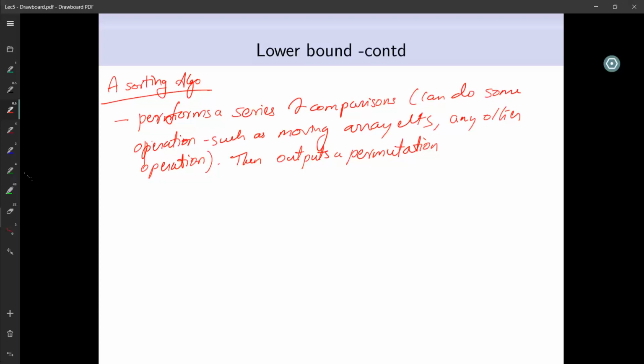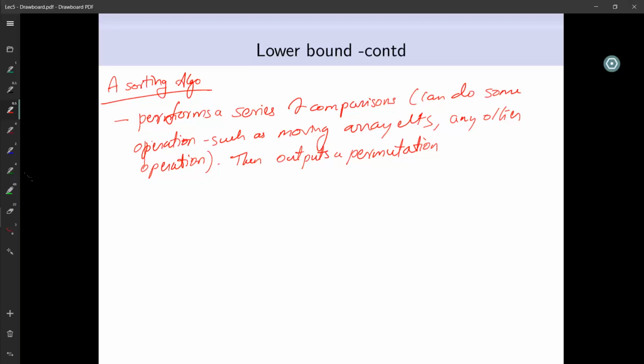I hope it is clear, because once you know the permutation, you know what the sorted array is. It's straightforward to get the sorted array, so all we need to know is the permutation. This is the view that we are going to take. Any sorting algorithm performs a series of comparisons and then outputs a permutation. Does it matter what operations it performs? We don't really care what the intermediate array is, or whether it uses an additional array. We are only bothered about the comparisons performed.